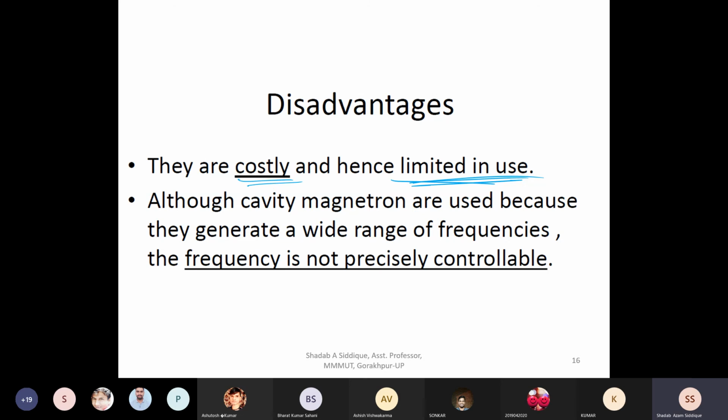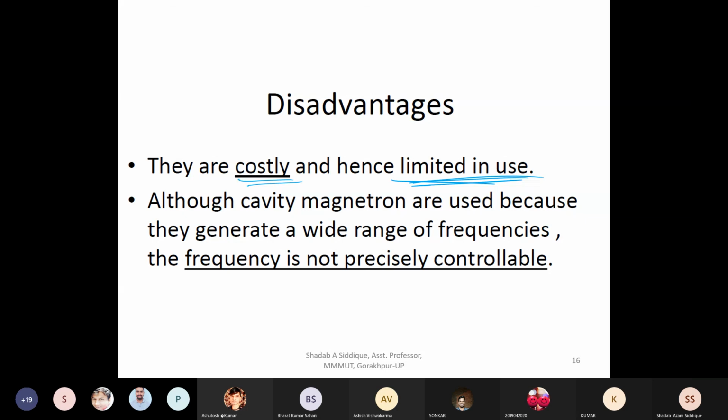Cavity magnetrons are used because they generate a wide range of frequencies. The frequency is not precisely controllable, so we can use the magnetron for different frequencies. We cannot control the frequency here because it depends on the resonant frequency of the cavity. If the frequency of the resonant cavity is controlled, then we can say the magnetron is working perfectly.